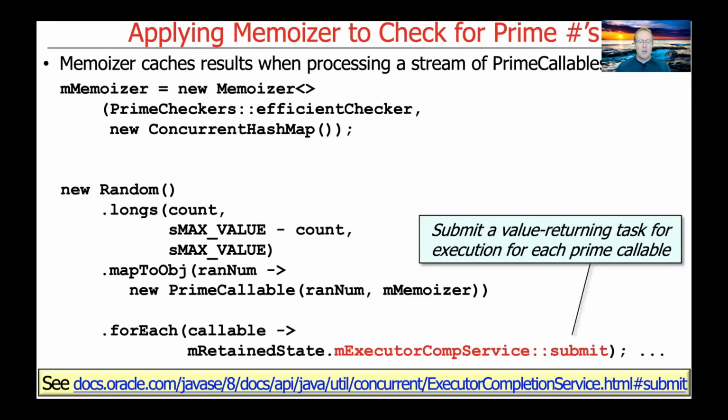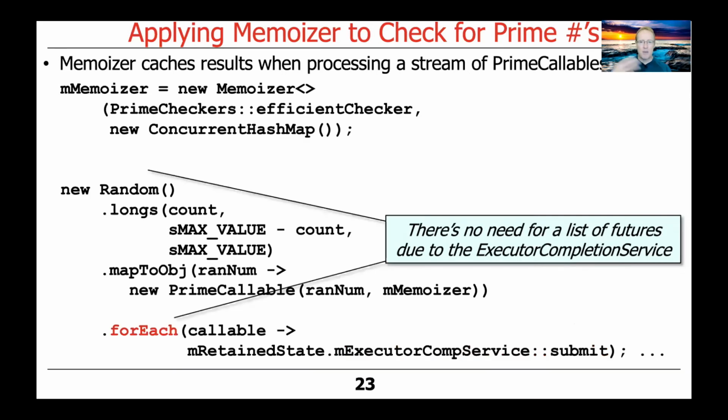And then the last thing we do is we take each of those PrimeCallables that we just created that wrap up the random numbers, the prime candidates, and then we submit them to the executor completion service. So for each of these callables, we go ahead and we will submit them. And that will basically start the wheels turning.